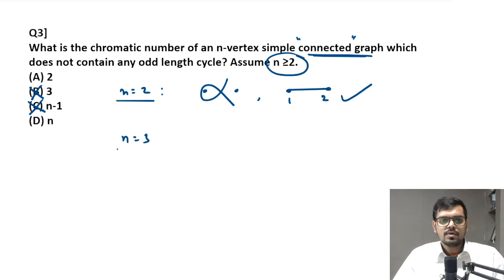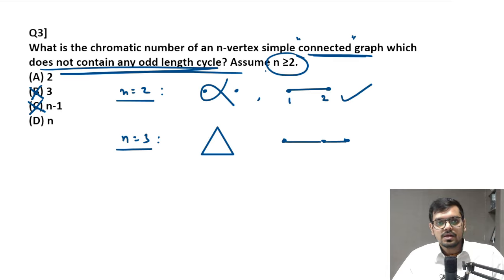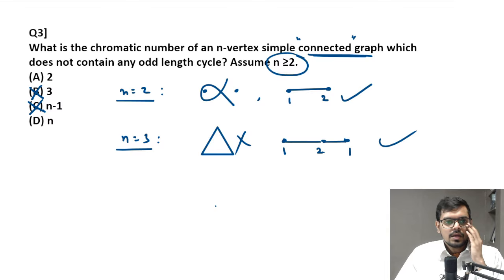What if n is equal to 3? What will happen? 3 vertices can be joined like this. These are the options. They are saying the graph does not contain any odd cycle, and here we will have an odd cycle. So if it is an odd cycle, not allowed. This is allowed. So 1 2 1. When n is 3, colors are 2. So this is wrong. Option A is correct.